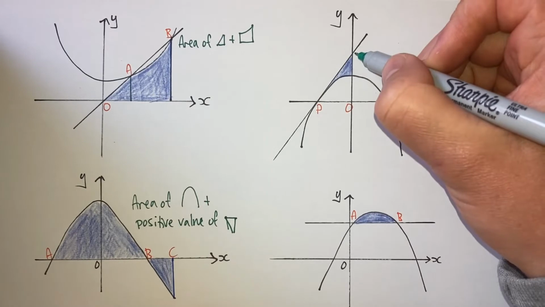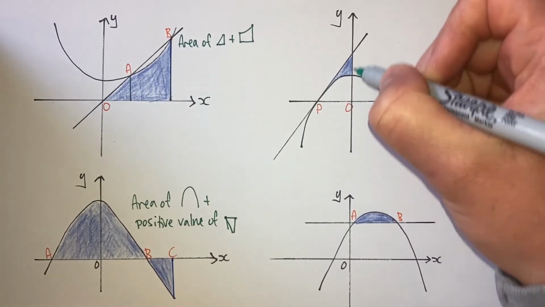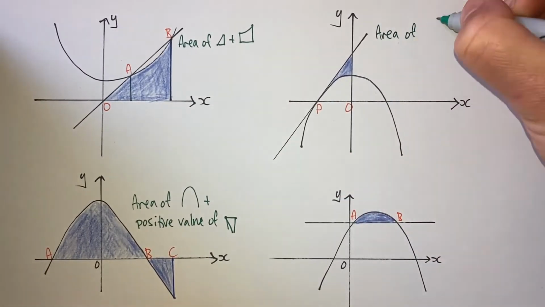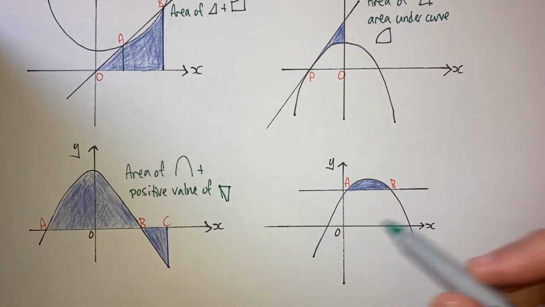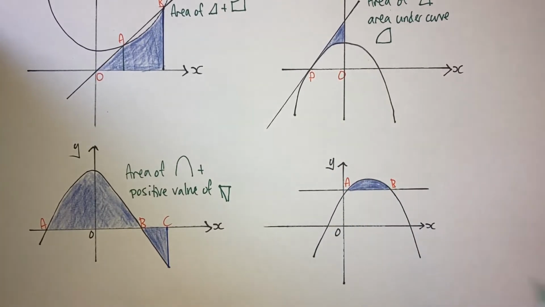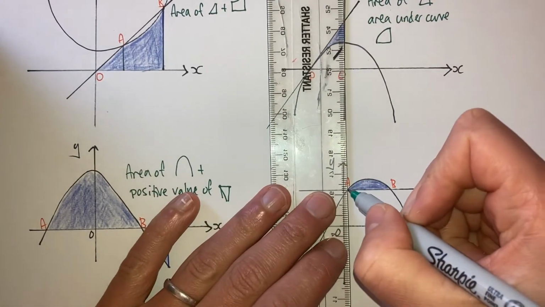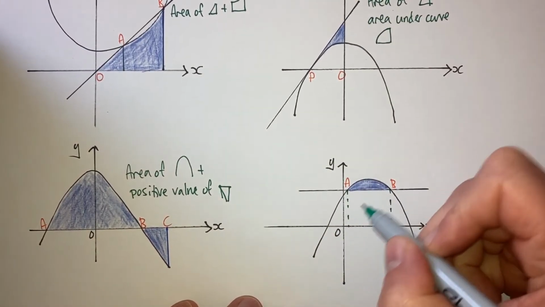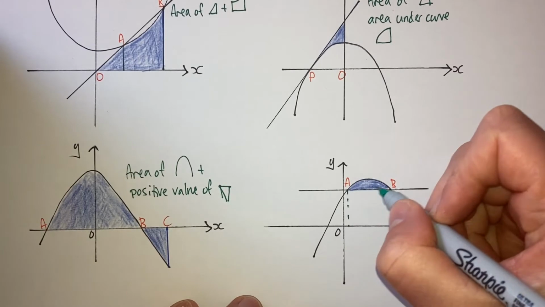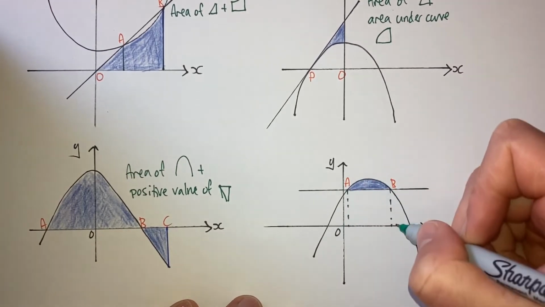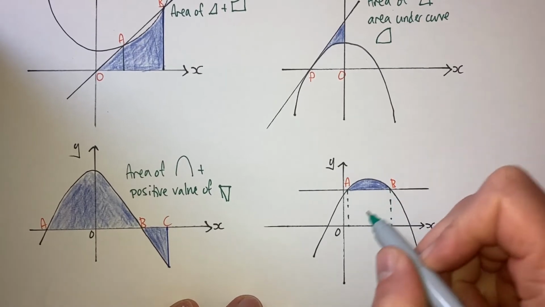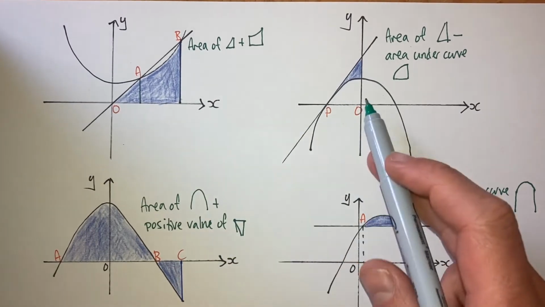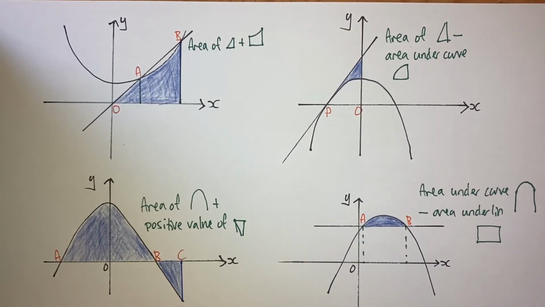In this example here, we have the area under the curve, so this triangle here, minus the area under the curve. And in this final diagram here, we have the area under the curve minus the area under the line. So if we drop 2 lines here and here, we can see that this shape will be a rectangle. So to get the shaded area, it's the area under the curve minus the area under the line. It's important to visualize the areas that you need to calculate before you do the calculation.